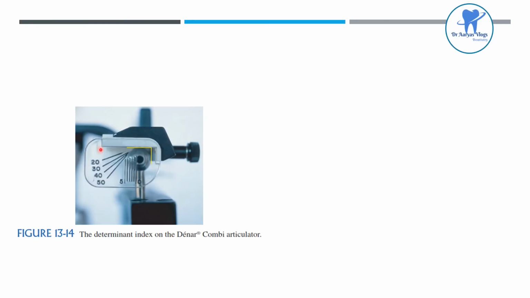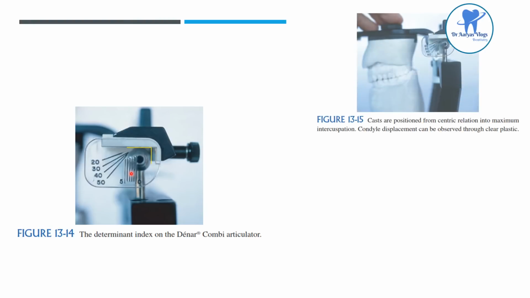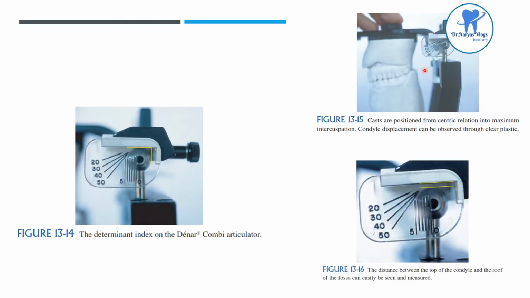Here is the determinant index. The casts are mounted in centric relation with the condylar path insert in place. The casts are positioned from centric relation into the maximum intercuspation. The condyle displacement can be observed through clear plastic. Then the distance between the top of the condyle and the roof of the fossa can easily be seen and measured.